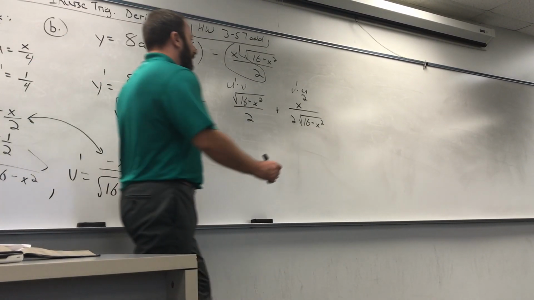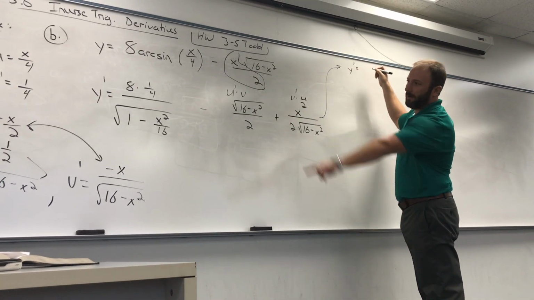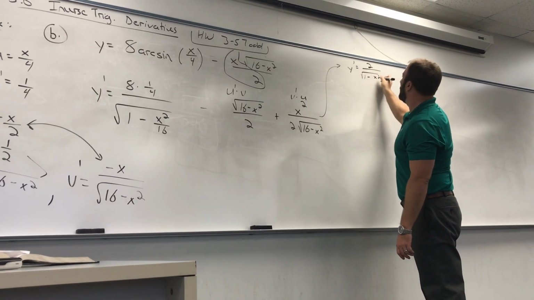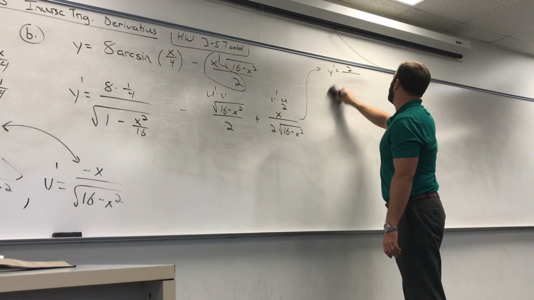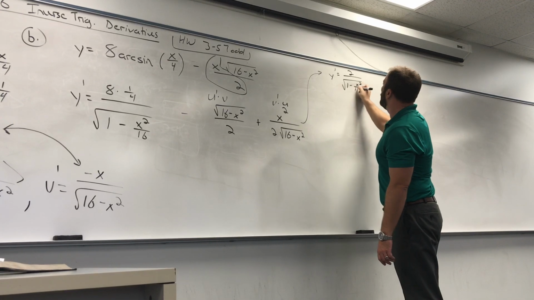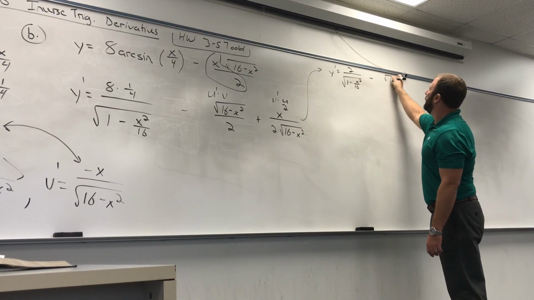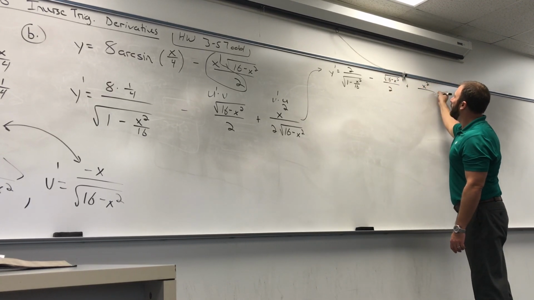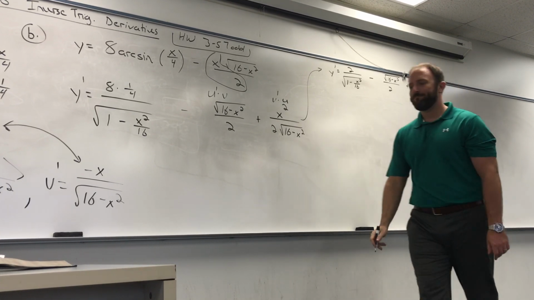Let's rewrite this a little bit cleaner. So 8 times a quarter, let's call that 2 root 1 minus x squared over 16. Minus root 16 minus x squared over 2 plus x squared over 2 root 16 minus x squared.